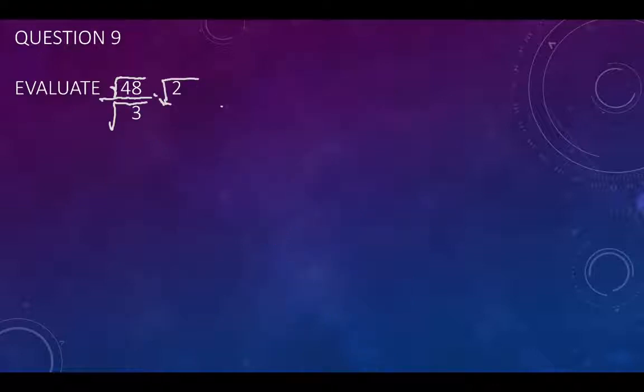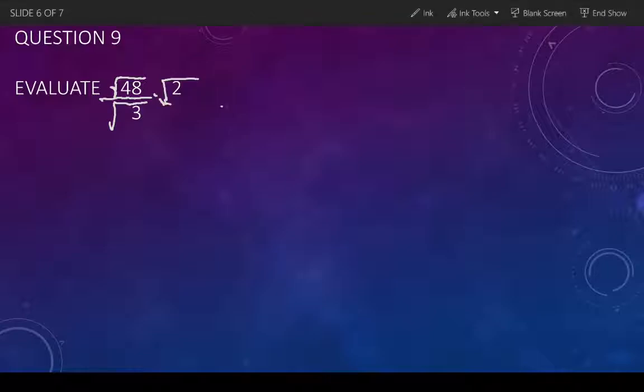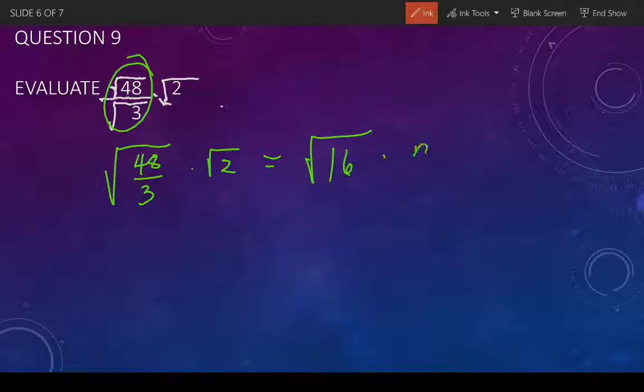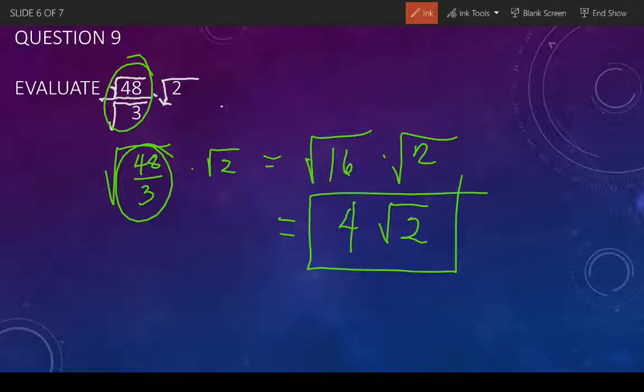Next. Evaluate square root of 48 over square root of 3 times the square root of 2. So, ang una natin gagawin is to simplify this first. So, we have square root of 48 over 3 times square root of 2. That will be square root of 16 times 2 because 48 divided by 3 is 16 times the square root of 2. So, we have square root of 16 is 4 square root of 2. So, our answer will be 4 square root of 2.